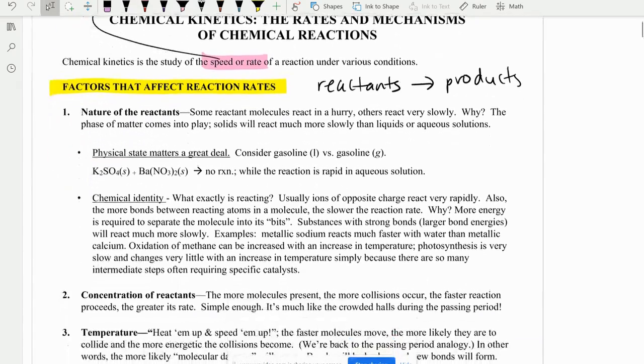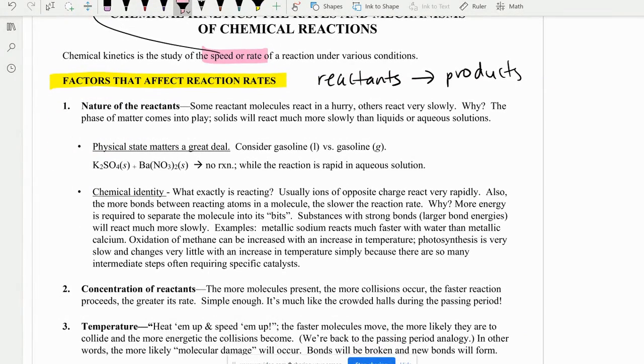Now, the first thing we have to consider about factors that affect reaction rates is something we call the nature of reactants. This seems pretty obscure and vague, but let me explain what the nature of a reactant means. Some reactant molecules are going to react very quickly, while others are going to react very slowly. That is because the phase or state of matter is going to come into play here. For example, solids are going to react much more slowly than liquids or even substances in their solution form.